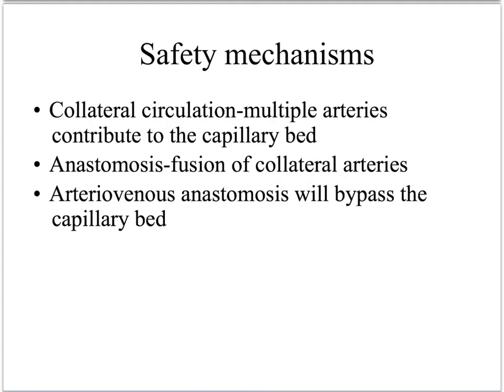So the term anastomosis is when these arteries are actually fused. My example for that was always to think of the Capitol Beltway, 495 surrounding Washington, D.C. There are several ways to hop off and go into the city. If one exit's blocked, you simply take another exit. Every now and then you'll see something called an arteriovenous anastomosis, and that's when the arteriole feeds directly into the venule and does not allow the blood to flow through the capillary bed.